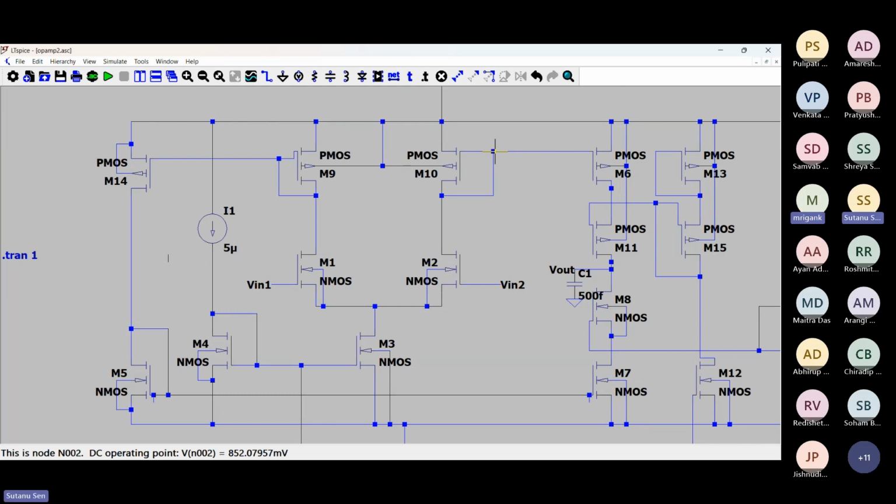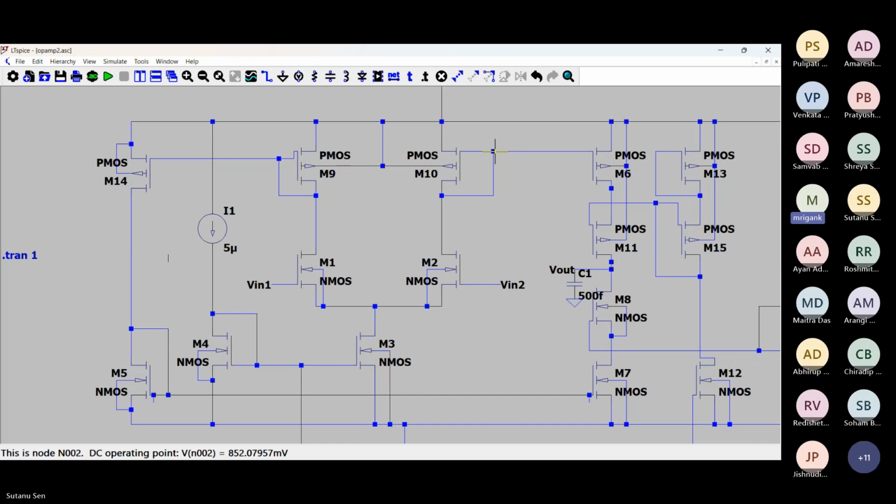Sir, but the IDs are also different, right? As we saw, the ID of M9 is also different. ID is also vastly different. So most of the ID is flowing through M10. So ID is much bigger, and V overdrive is also higher. So maybe the GM is getting compensated on both sides. Although not by that amount, it will still be somewhat compensated, right?